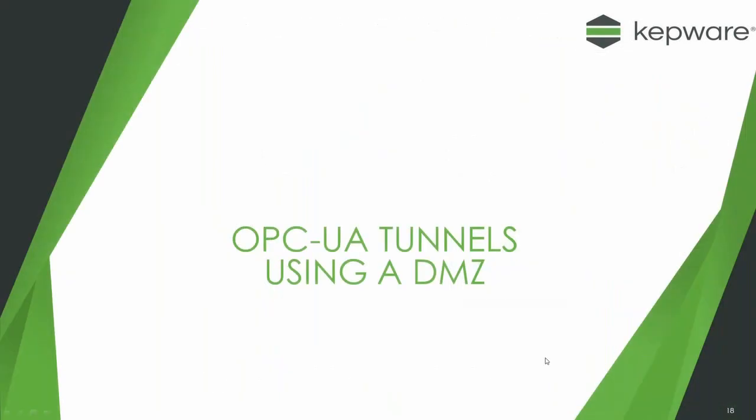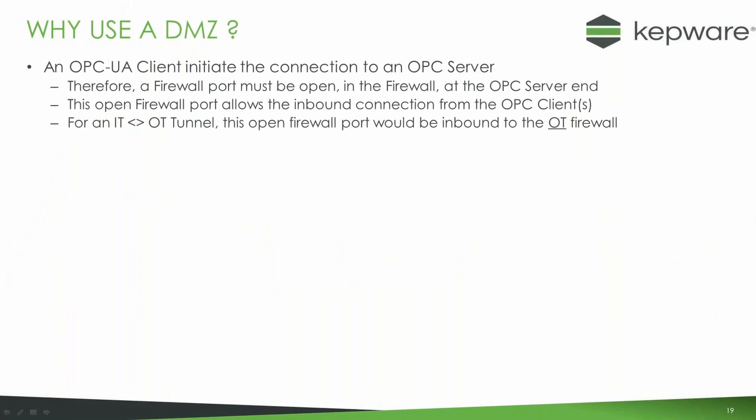Now, you can also employ a DMZ in this topology as well, because as I've said, the OPC client needs to use an open port at the server end in order to reach the server. So if you think of the IT/OT type of scenario, a firewall port will be open on the OT network to allow a client from the IT network to connect down.